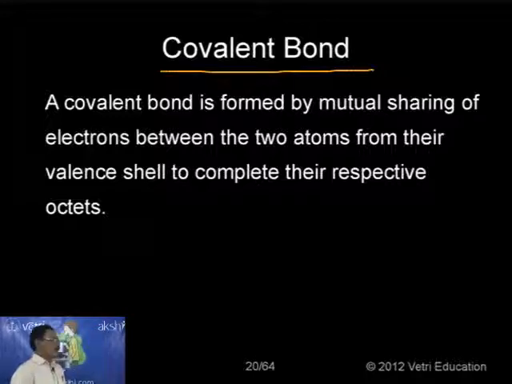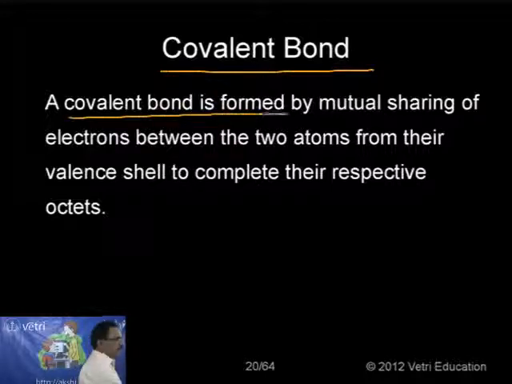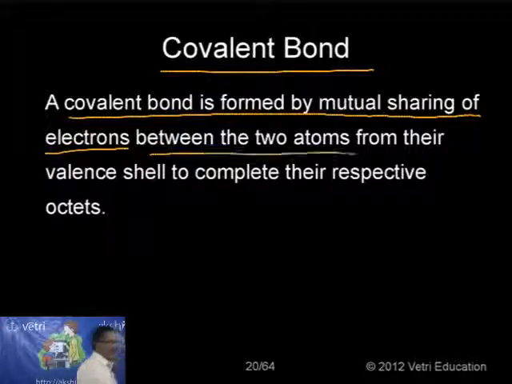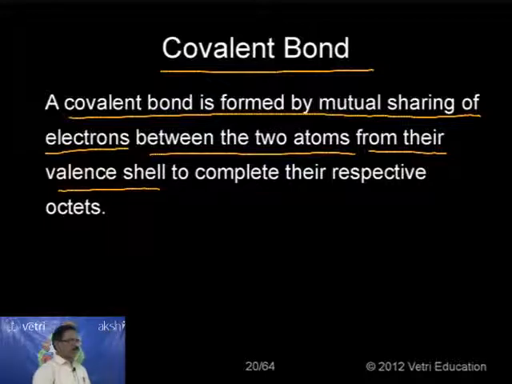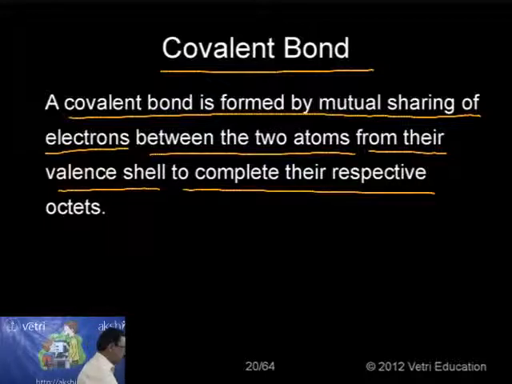What is a covalent bond? The definition, according to the Lewis and Kossel theory, is that a covalent bond is formed by mutual sharing of electrons between two atoms from their valence shell to complete their respective octet, to attain a stable electronic configuration of 8 electrons in the outermost shell. This is called a covalent bond.